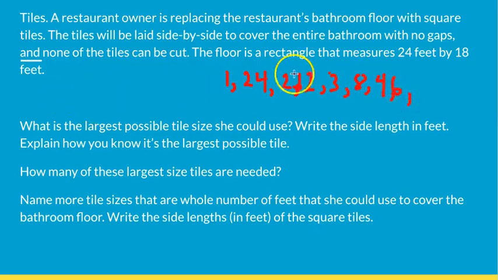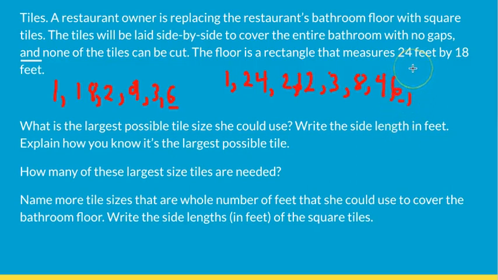And then our factors of 18 are 1 and 18, 2 and 9, 3 and 6, and those are all the factors there. So if we look at both of these, looks like our greatest common factor is 6. Those are some giant tiles.